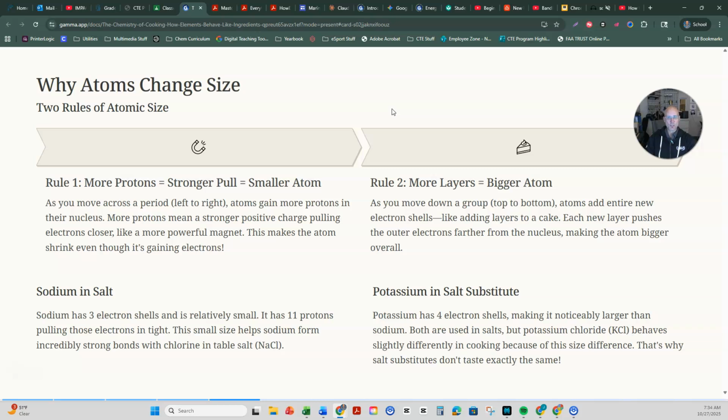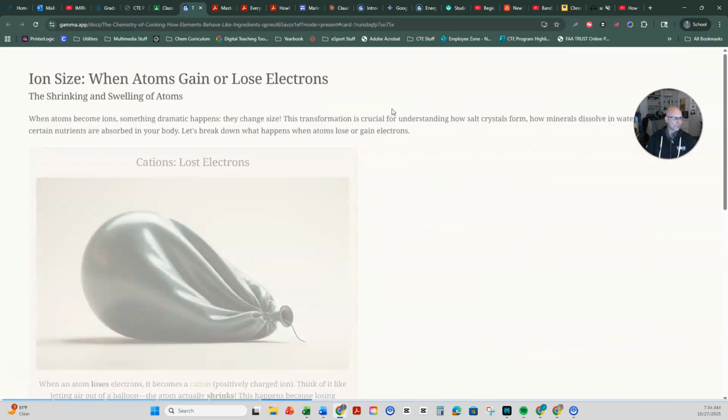And then you've got potassium in salt substitute. Potassium has 4 electron shells, making it noticeably larger than sodium. Both are used in salts, but potassium chloride, KCl, behaves slightly differently in cooking because of this size difference. That's why salt substitutes don't taste exactly the same.